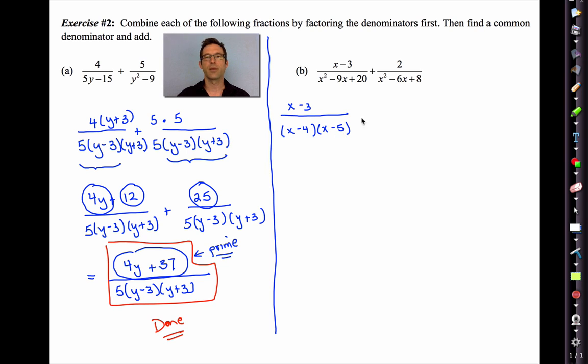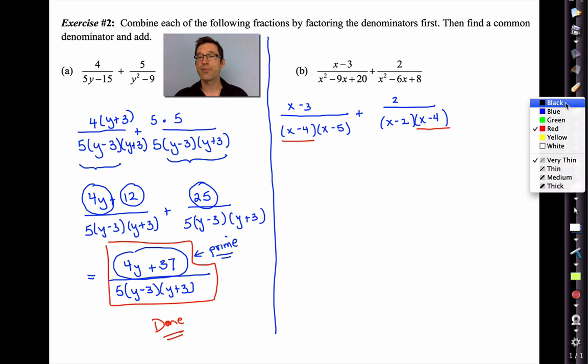All right, think about that for a minute. In the second fraction, I'm going to factor its denominator as x minus 2 times x minus 4. Now, I've done no adding yet. I've just rewritten the denominators in their factored forms. But right away, what you already see is that they contain a common factor of x minus 4. All right? And I have to make them look the same.